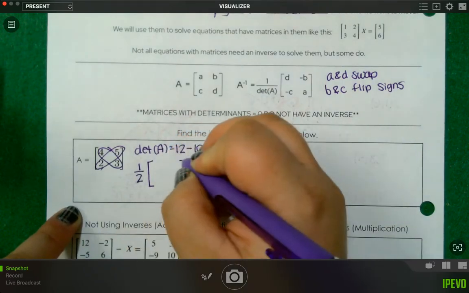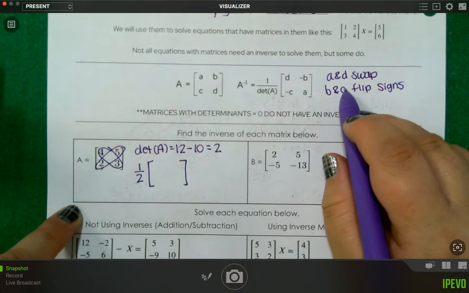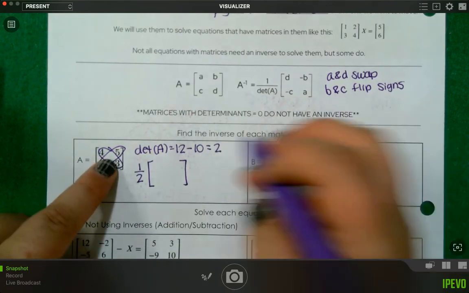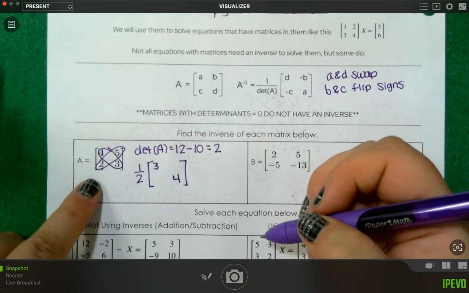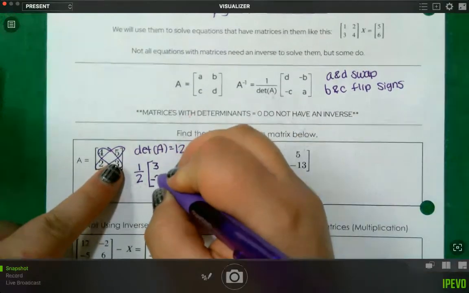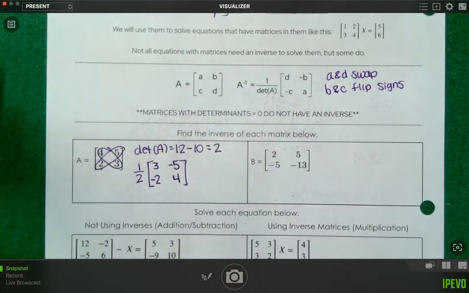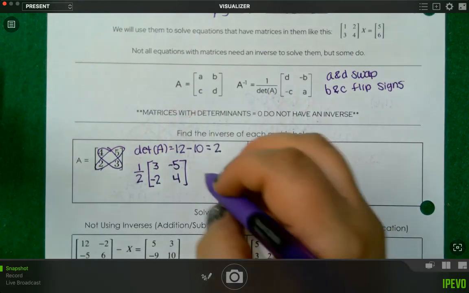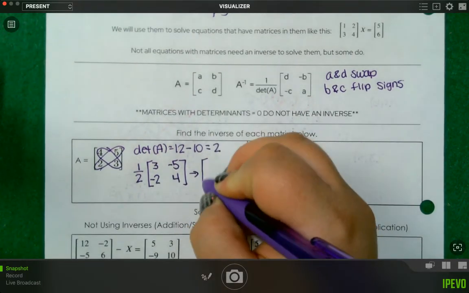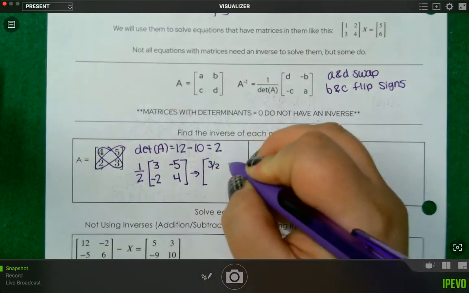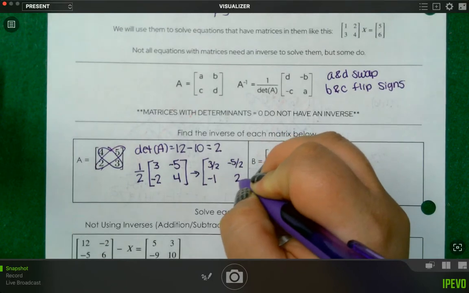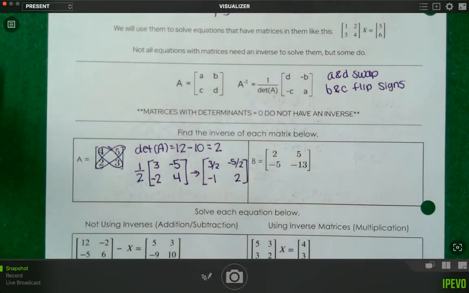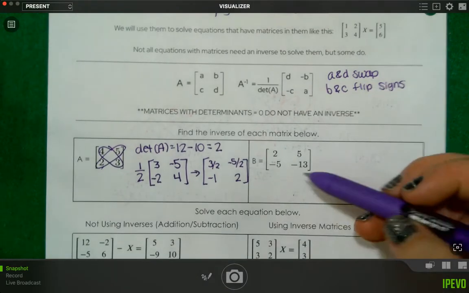times, and then we have to do these two things. So the 3 and the 4 are the ones that are going to flip spots, and the 2 and the 5 flip signs, like that. And then you're actually going to multiply that 1/2, which gives you 3/2, -5/2, -1, and 2. So we are going to get some fractions because it's not possible for all of them to work out. Then we're going to move on to matrix B.